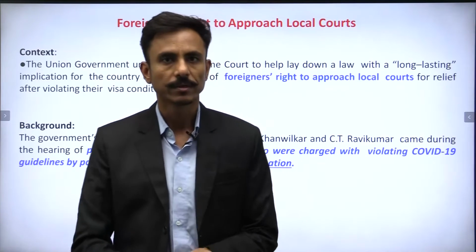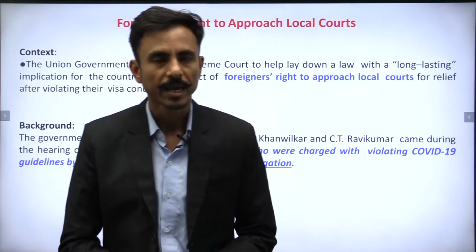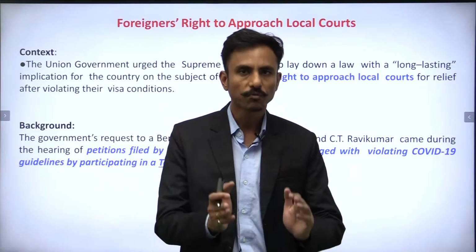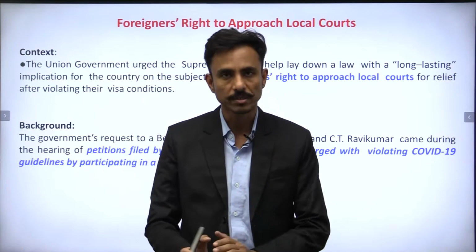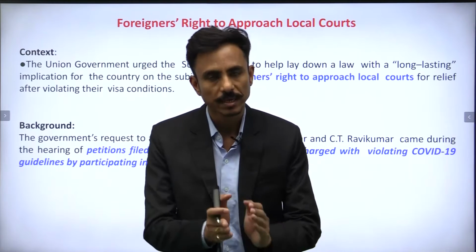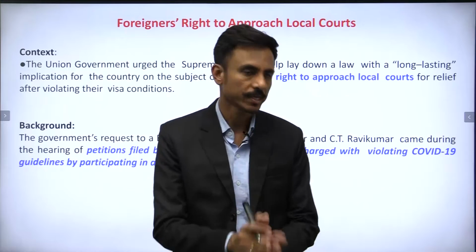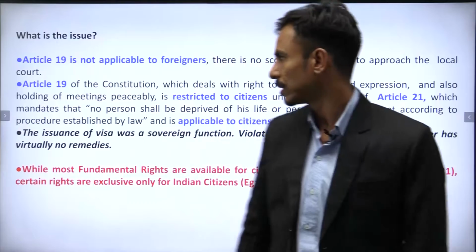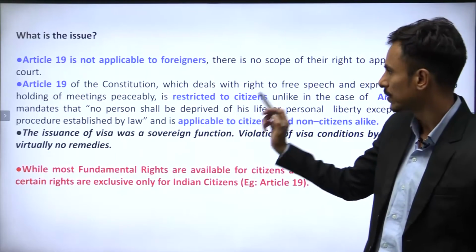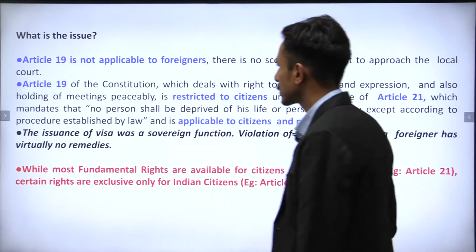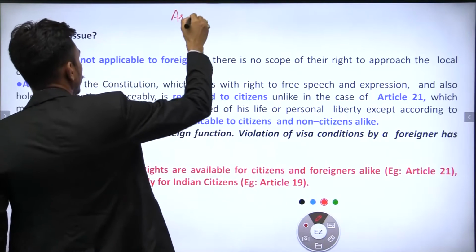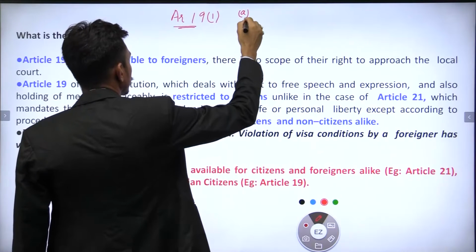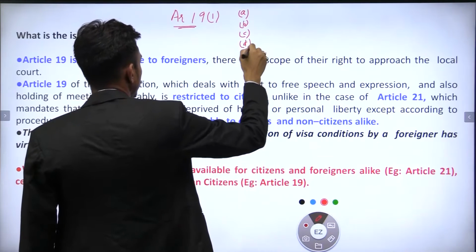Whereas Article 21 is a much broader article, and it talks about the right to life and personal liberty. It is applicable both to citizens as well as foreigners. That means both foreigners and citizens can enjoy Article 21. So in this backdrop, we can understand that Article 19 is not applicable to foreigners, because Article 19, clause 1, has 6 rights: A, B, C, D, E and G.